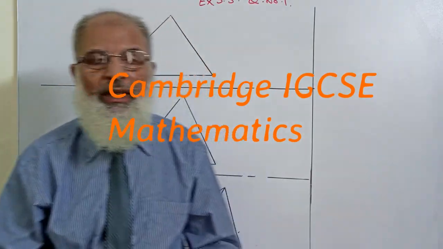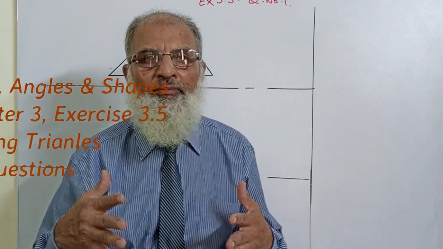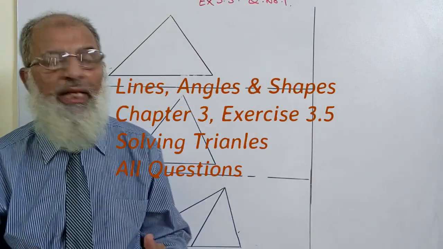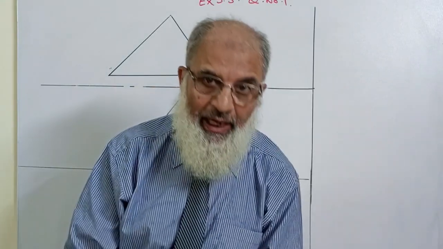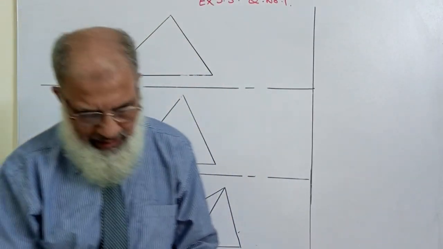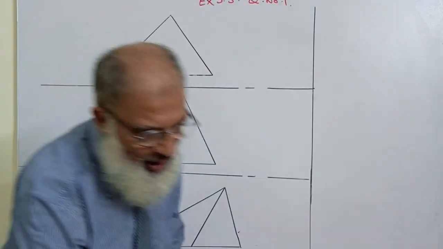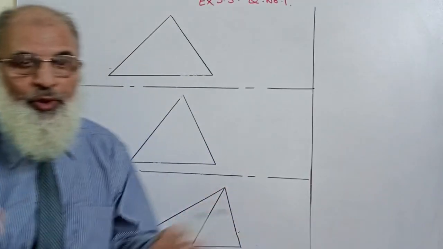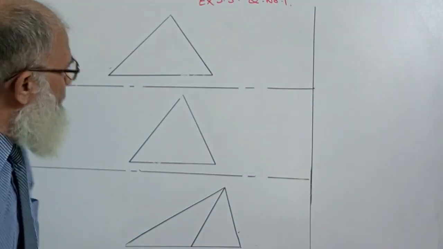Today, straight away to the chapter and to the exercise. We are already in the middle of chapter number 3, and we are doing exercise 3.5 today. It is all about triangles. Very simple exercise, and I hope that we'll finish this exercise in time if you cooperate with me and just conceive what I tell you.